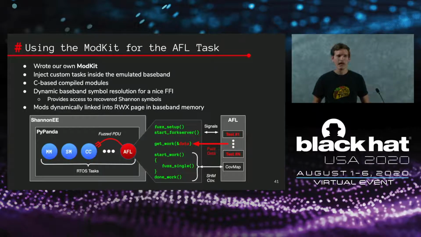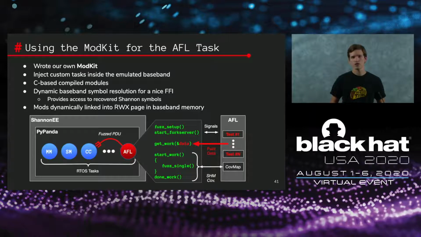To get an AFL task running in the baseband, we used our mod kit. We wrote a mod kit that allowed us to inject custom tasks into the emulated baseband, playing very nicely with all the APIs that exist. We were able to write these in C, and we had dynamic symbol resolution for a nice C-like FFI. This was done cross version as well, so you wouldn't have to change our harness for, let's say, a 2017 firmware image to a 2019 firmware image. It would be seamless.